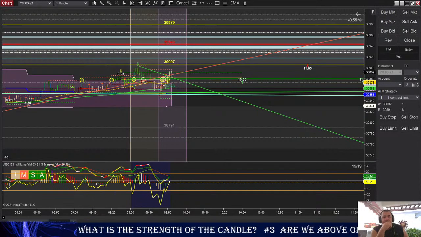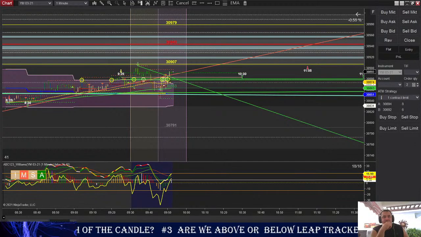Buy sell activator is above the line. They're playing. They're flirting. A lot of support and resistance at this level. And we're going to see if we can get to here.